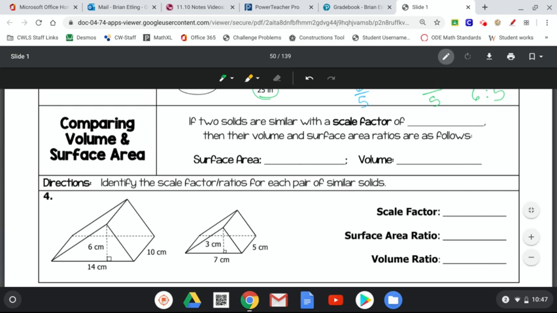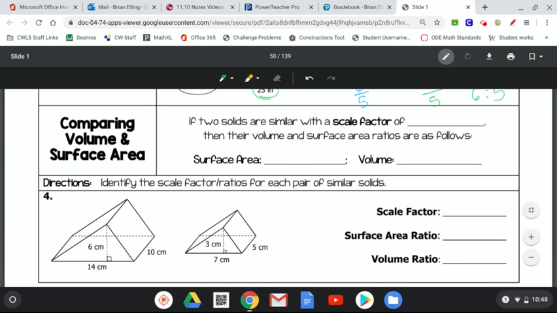All right, so the previous ones we were finding the scale factor if it existed and saying if they were similar or were not similar. In the next part, we're going to know that they're similar, and what we're going to be doing is either finding the scale factor or finding the surface area ratio or the volume ratio, whatever that may be.